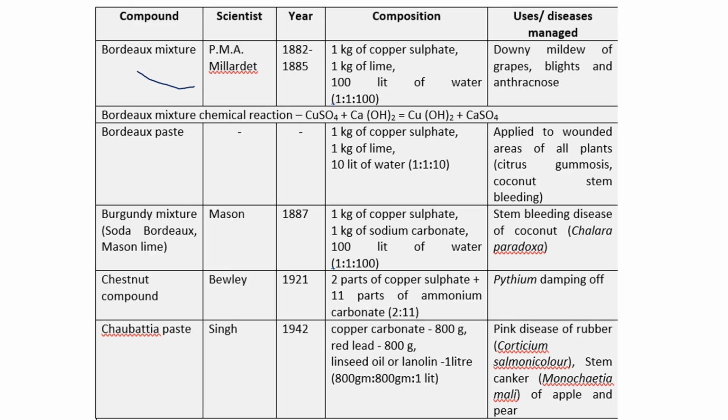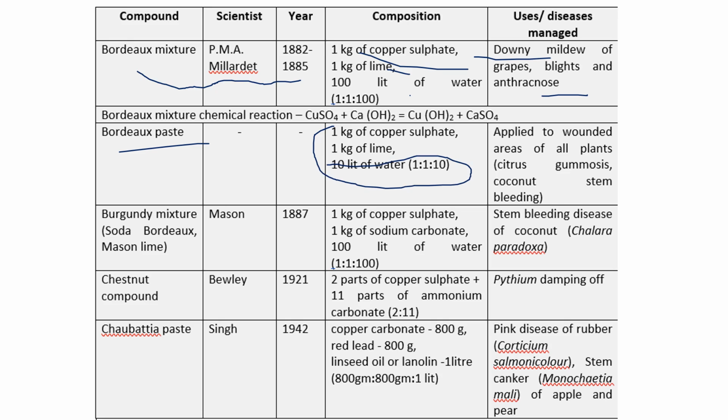Bordeaux mixture, developed by P.M.A. Millardet in 1880 to 1885. 1:1:100: 1 kilogram of copper sulfate, 1 kilogram of lime, 100 liters of water. Used for the management of grape downy mildew and blights and anthracnose. And Bordeaux paste, the same 1:1:100 only. Instead of 100 liters of water, we use 10 liters of water here to make it a paste, generally used for wounds, citrus gummosis, coconut stem bleeding, such kinds of diseases.